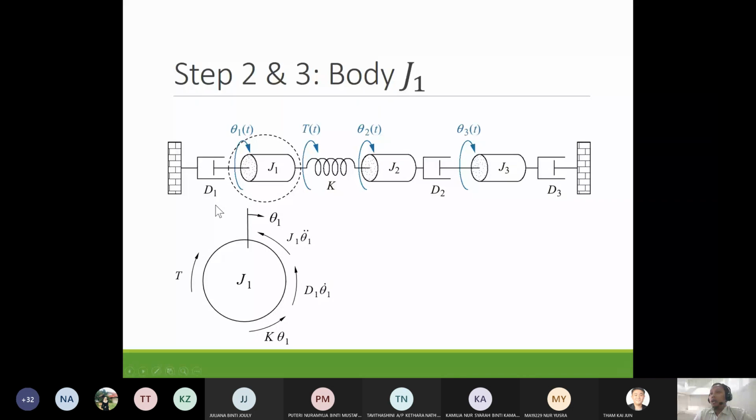Then we have the torque T. So the torque T is in the same direction as theta 1. And then the spring K here is also connected with theta 2. So we have the torque contribution from J2. So this torque will be clockwise. Or you can write, similar to translational motion, K theta 1 minus theta 2 if you don't want to separate them. Then after you get this free body diagram, you can write the equation of motion.